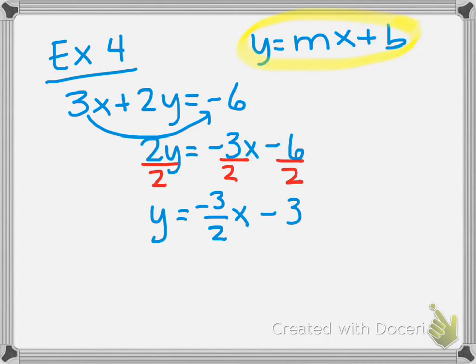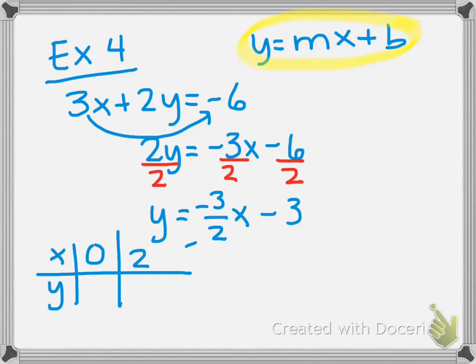We're going to make an xy table. Now because we have a fraction with a 2 as the denominator, we're going to use 0 and 2 instead of 0 and 1. That's because of the 2 in the denominator. Okay, when you use 0, 2, 4, it makes the fraction go away because you fraction bust. So let's just do negative 3 halves times 0 minus 3. You get negative 3. Negative 3 halves times 2 minus 3, you get the answer negative 6.